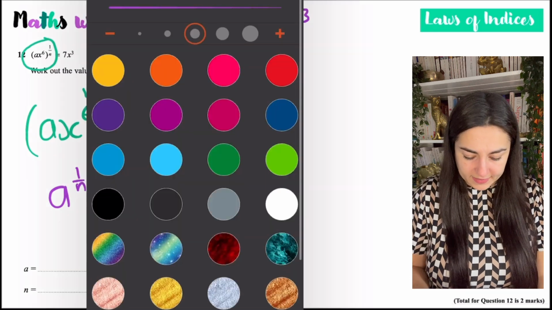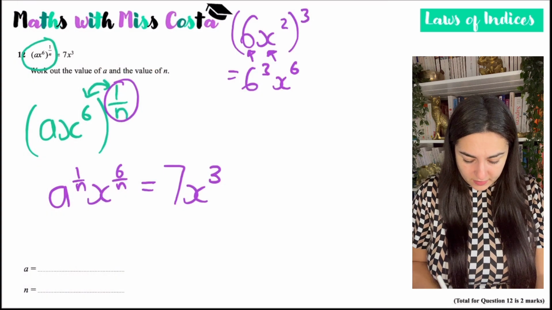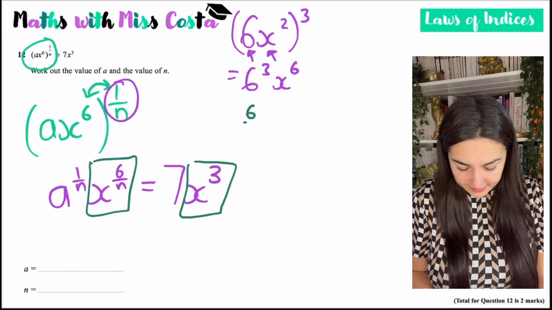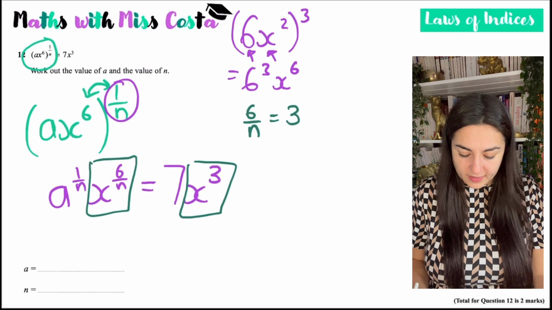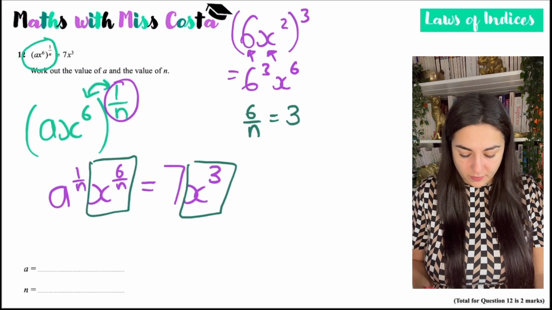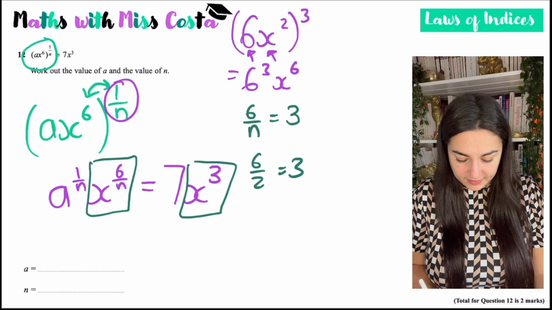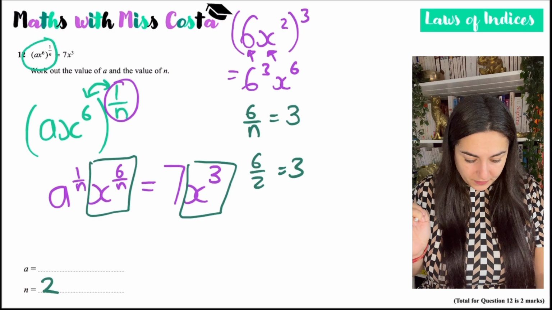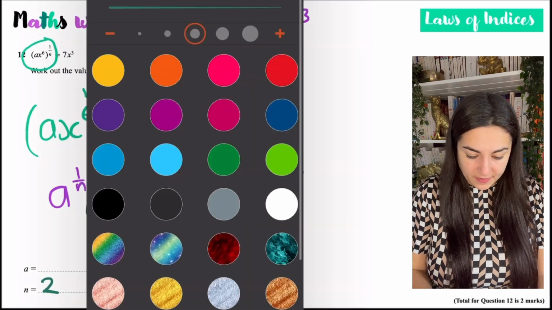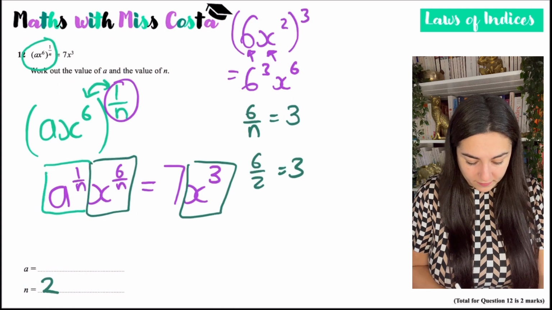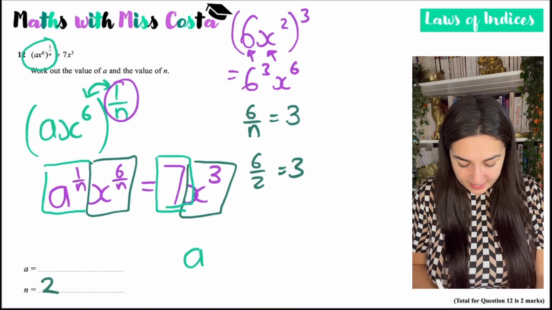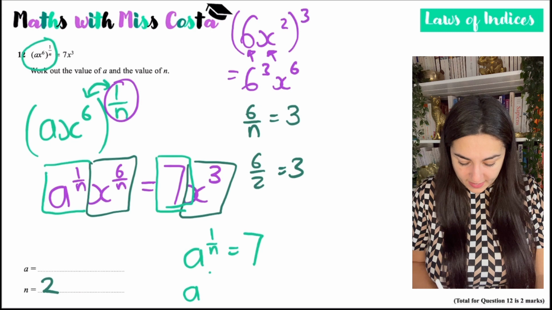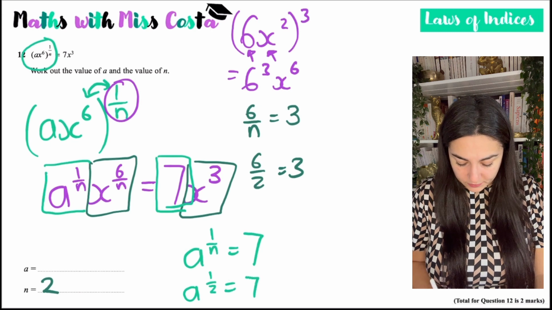So now what we can do is compare. So we've got x cubed over here. So that must mean that 6 over n must be equal to 3. So 6 divided by what gives you 3? Well, 6 divided by 2 gives you 3. So therefore n must be 2. Okay. And then the bit that is a to the power of 1 over n must be this part here. So a to the power of 1 over n is equal to 7. So I know that a to the power of a half is equal to 7.